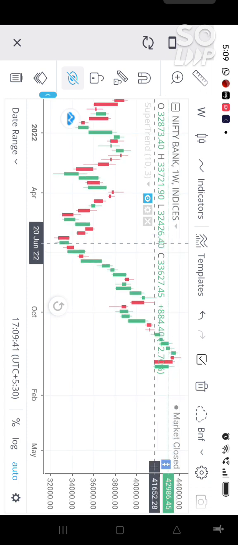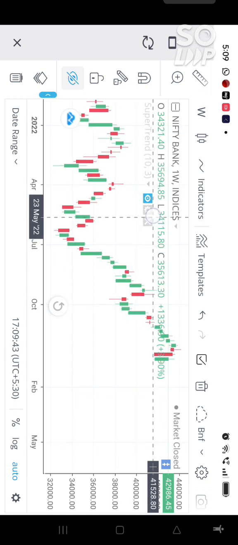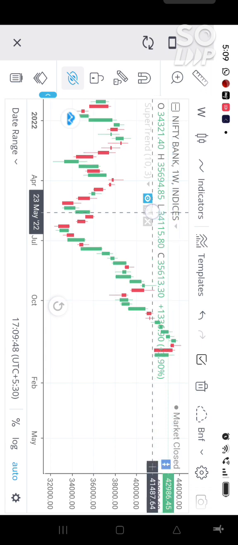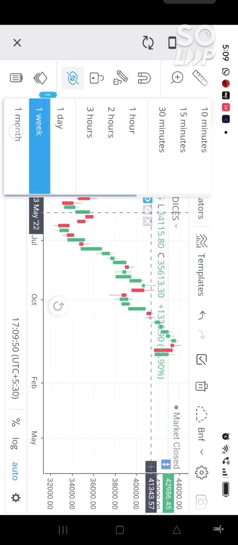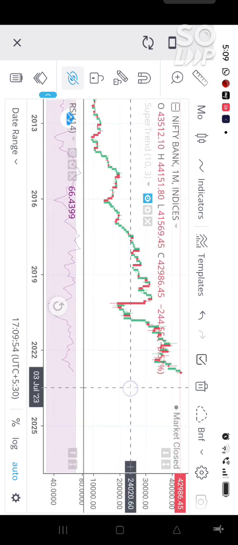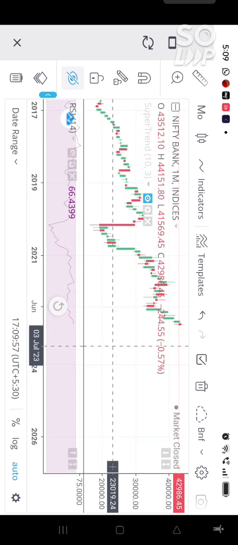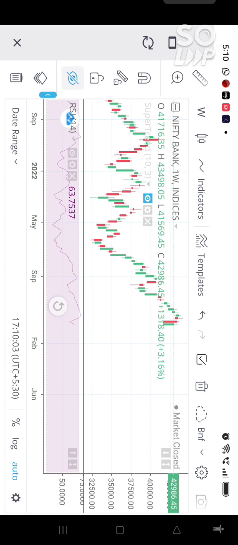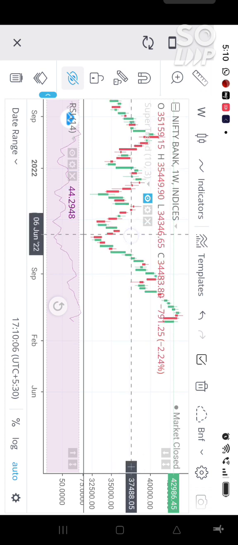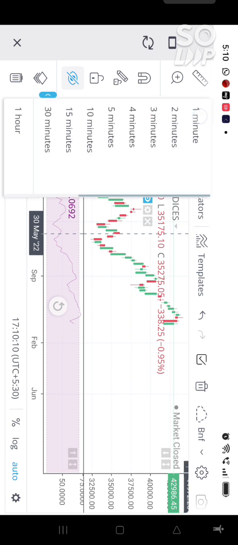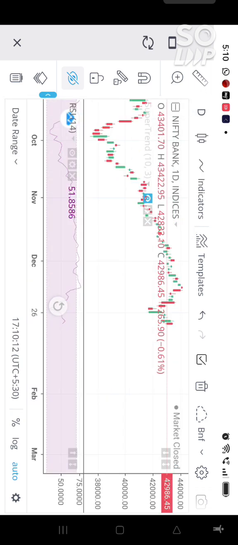Now in the weekly chart, price has moved up from the demand zone already, and in the monthly chart we are at the top. We are absolutely at the top. So there is no resistance right now on the top. If price can go up, it can break out from here. Now let's see the daily chart.